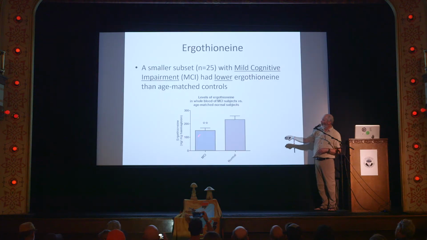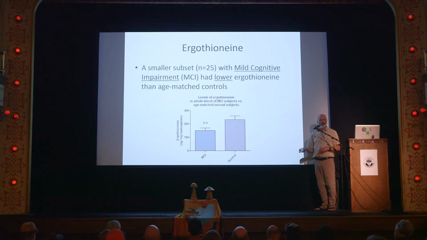And then the other thing they found, they then looked in a smaller group of the people in that study that had mild cognitive impairment, and they found those people had levels that were even lower than the rest of their age group. Okay, so whatever age you were, if you had mild cognitive impairment, you had less of this around. People with mild cognitive impairment had less than the normal when you age matched in that setting.